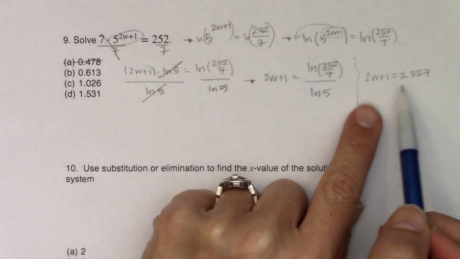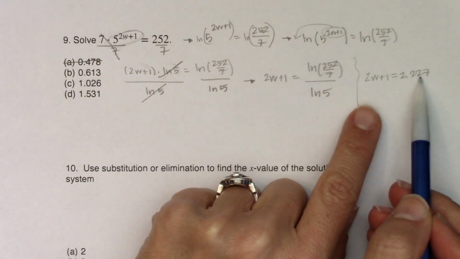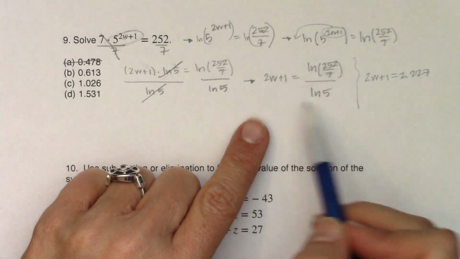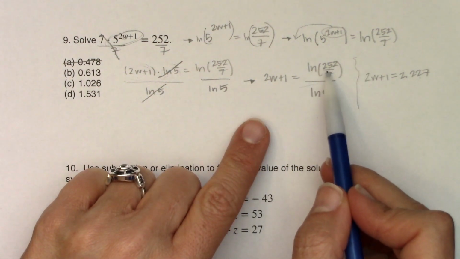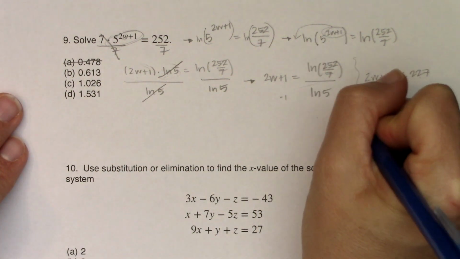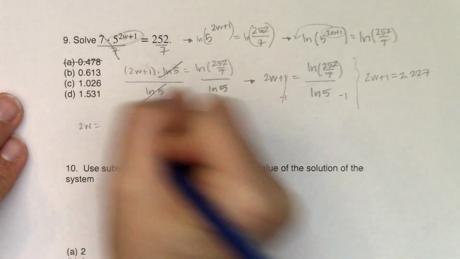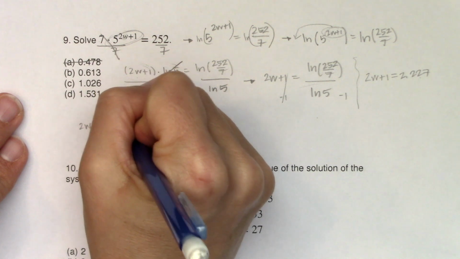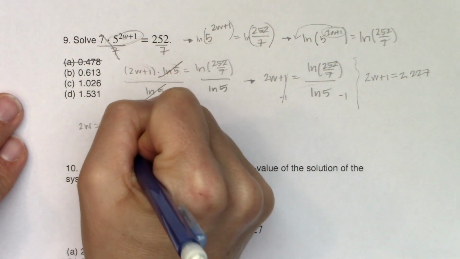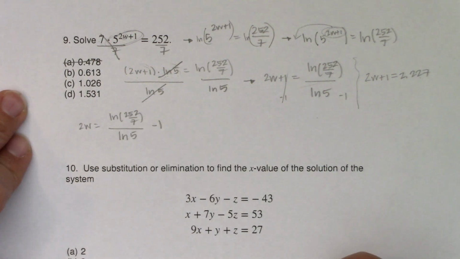But let's just talk. If this had been the way you're going, totally valid, I would subtract 1 from both sides and divide by 2. I'm going to do the exact same thing here. It's just going to look a lot worse because I'm going to leave these as is. So the next thing I would do here would be to subtract 1 from both sides. So then I will get that 2w is equal to ln of 252 over 7 divided by ln 5 minus 1, right? Then I need to divide both sides by 2.